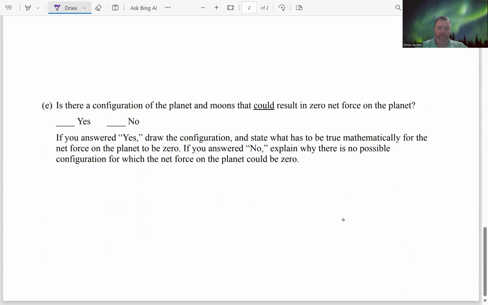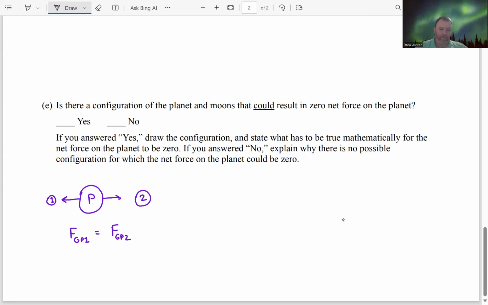And finally, is there a configuration of the planet and moons that could result in a zero net force on the planet? Well, we can do that if the planet ends up in the middle. So if we have the planet over here, we have Moon 1 where it is already located on the left side, and let's say that Moon 2, the larger moon, is on the right side. Then you have a gravitational force from Moon 2 pulling it to the right, and a gravitational force from Moon 1 pulling it to the left. And as long as the gravitational force on the planet from Moon 1 is equal to the gravitational force on the planet from Moon 2, then it would work out.